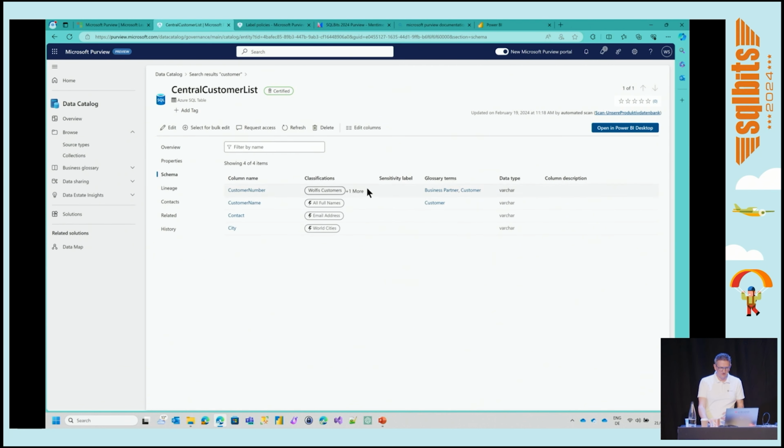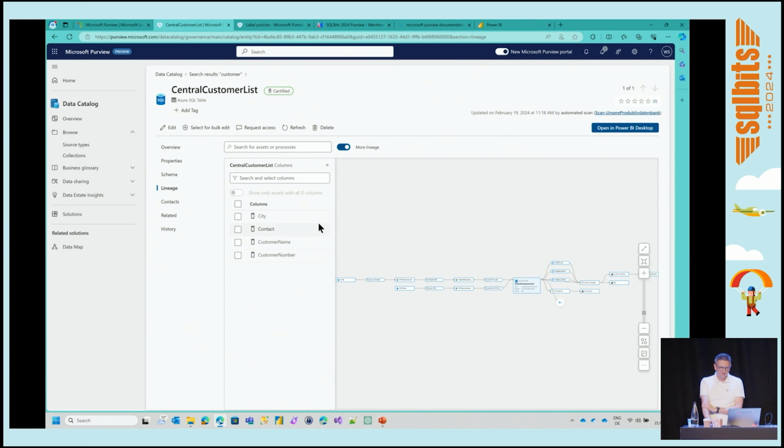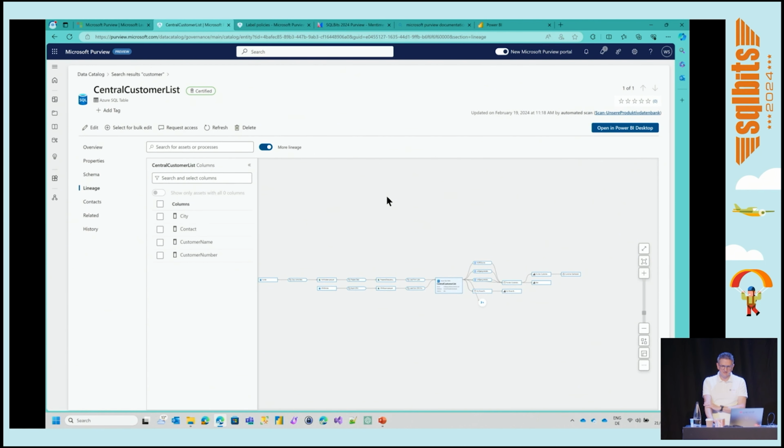So schema is over here. We can apply and even modify those classifications. The auto classification is nice, but we can tune that to get better results. And what I really want to show you at the end is the lineage information. So all the pieces that Purview scans, like a SQL database, a data lake storage, Power BI at the end, all those pieces are put together and we get the lineage graph.